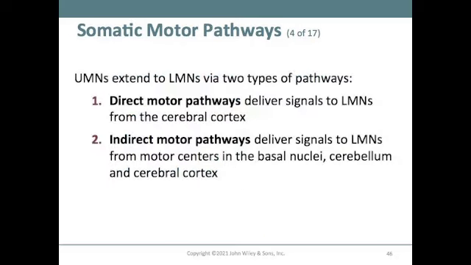Moving on to the next slide, the upper motor neurons extend to the lower motor neurons via 2 types of pathways. One is the direct motor pathway, which delivers signals to the lower motor neurons from the cerebral cortex, and the second one is the indirect motor pathway, which delivers signals to the lower motor neurons from motor centers in the basal nuclei, cerebellum, and the cerebral cortex.